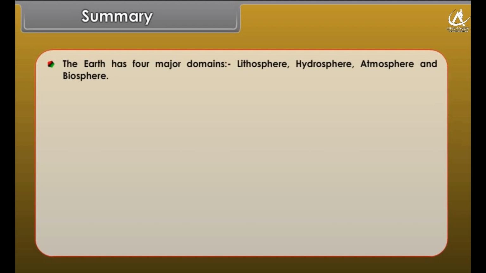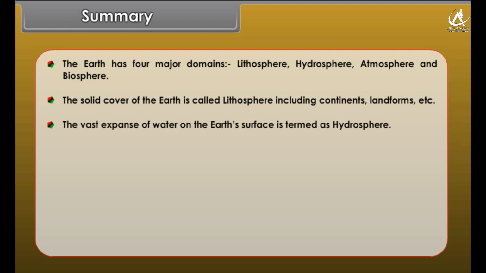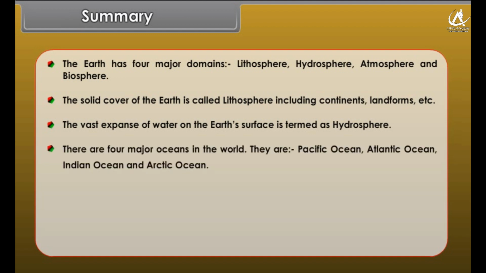Summary: the Earth has 4 major domains: lithosphere, hydrosphere, atmosphere and biosphere. The solid cover of the Earth is called lithosphere, including continents, landforms, etc. The vast expanse of water on the Earth's surface is termed as hydrosphere. There are 4 major oceans in the world. They are Pacific Ocean, Atlantic Ocean, Indian Ocean and Arctic Ocean.